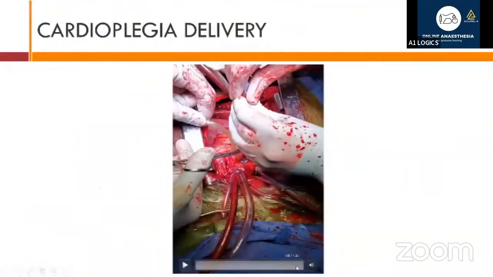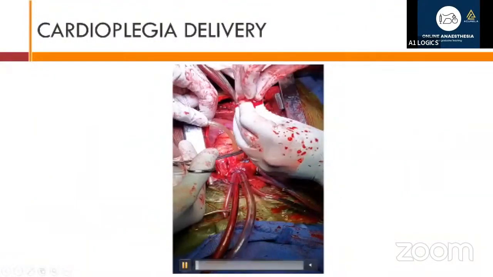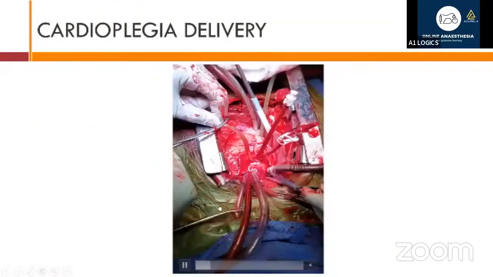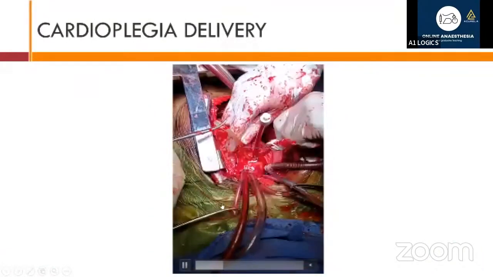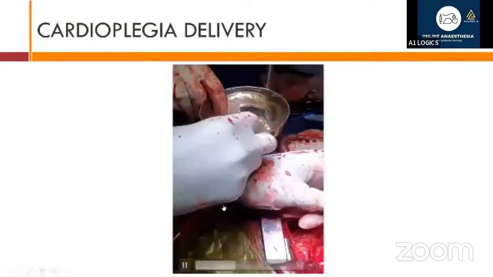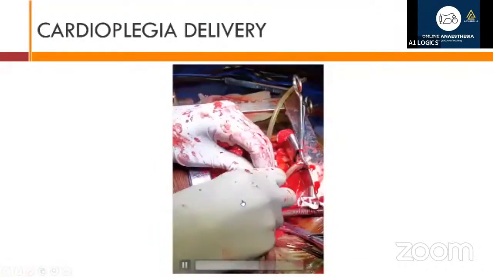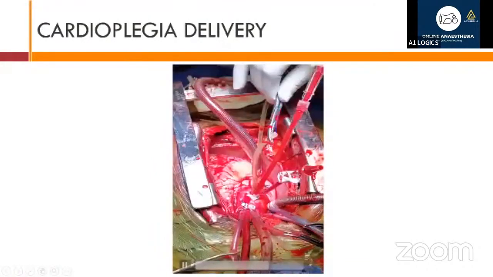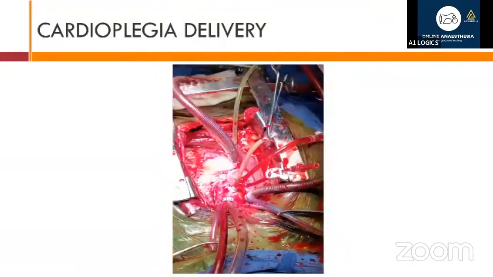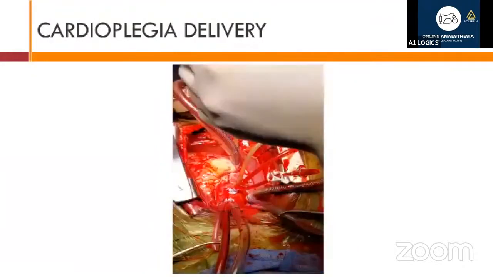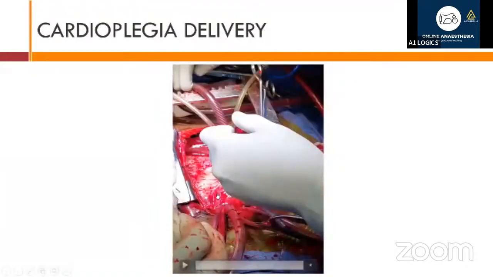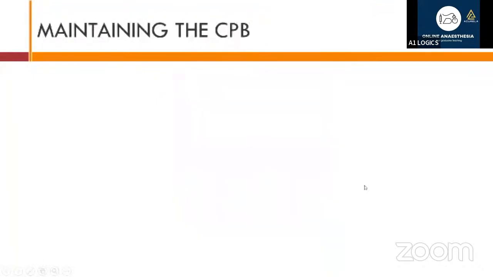So we'll see a video on how we deliver the cardioplegia. That is the cardioplegia delivery line. It is de-aired and secured into the aorta. Next, we'll have to put a cross clamp. To isolate the systemic circulation and the coronary circulation, the cross clamp is applied here.